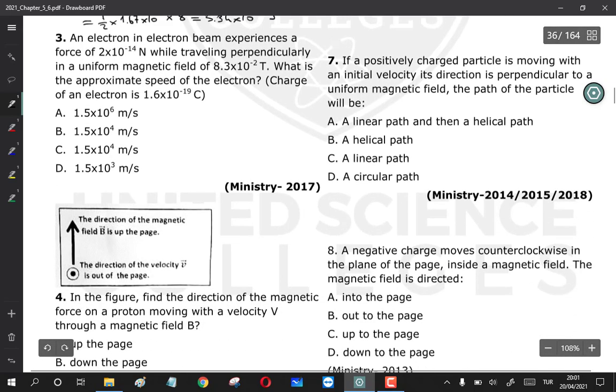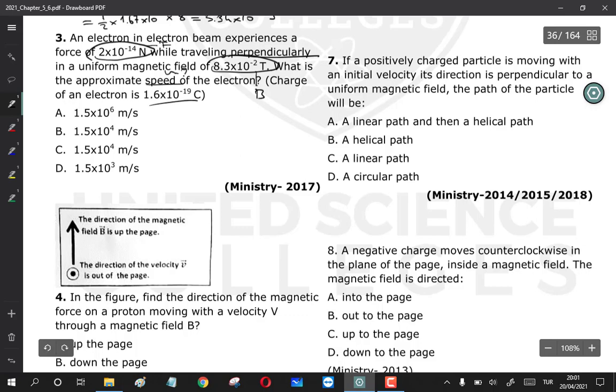Question number 3. An electron in an electron beam experiences a force of 2 times 10 to the power of negative 14 newton. So this is the force while traveling perpendicularly to a uniform magnetic field. This is B. What is the approximate speed of the electron? Calculate V. V is the question.